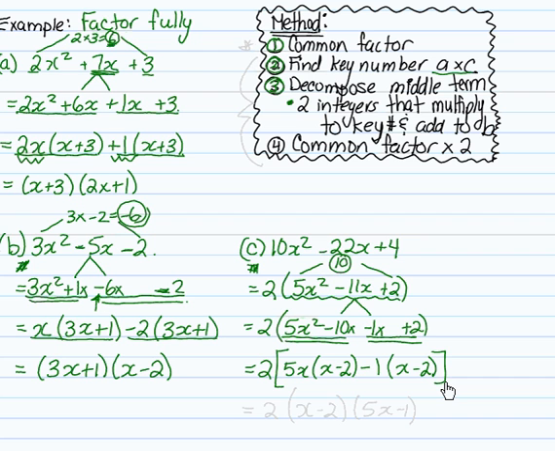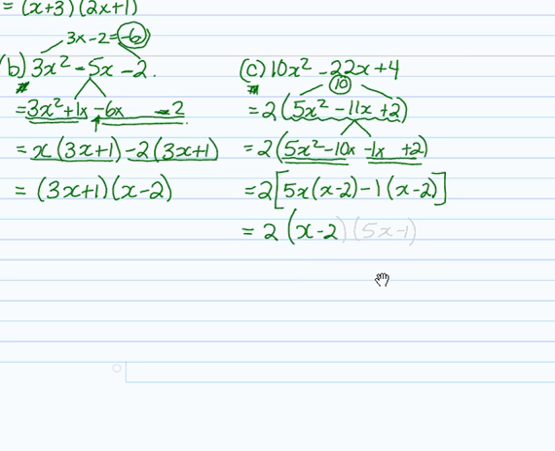In our final step, we write down our common factor and complete the factoring process inside the square brackets, factoring out the common binomial of x minus 2, and we're left with 5x minus 1.